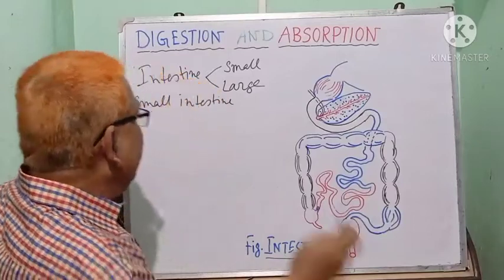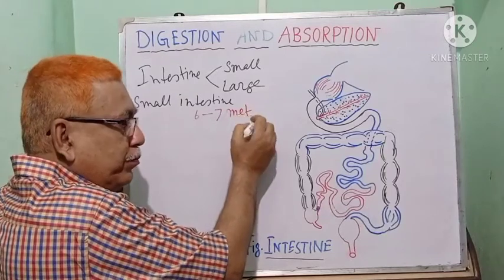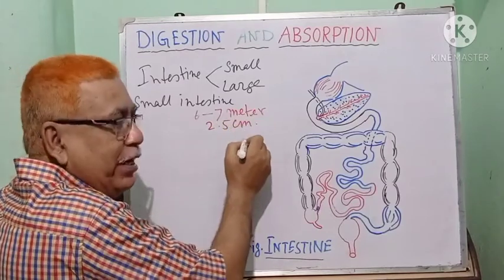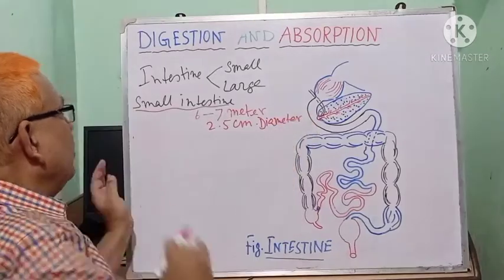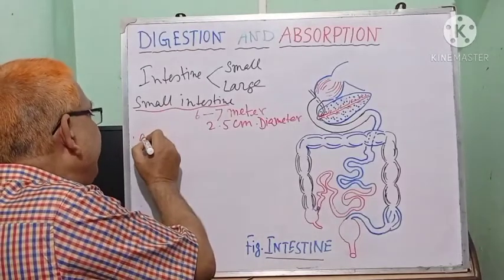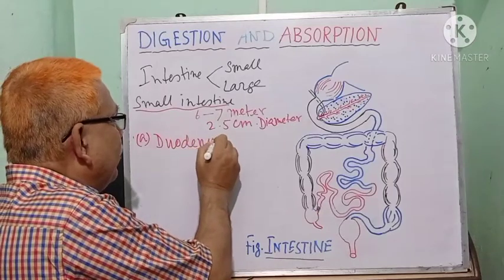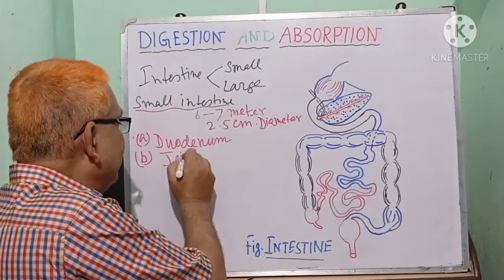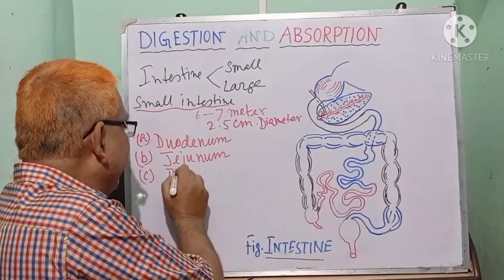The small intestine is about 6 to 7 meters in length and 2.5 centimeters is its diameter. Now this small intestine is again divided into three parts. One, duodenum, then jejunum, and then ileum.